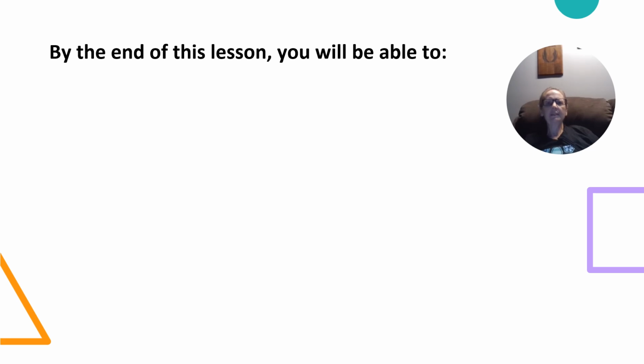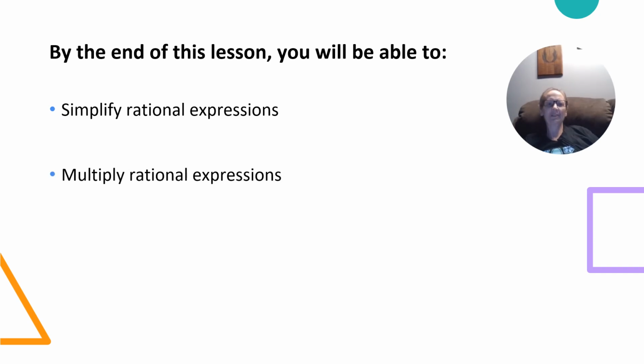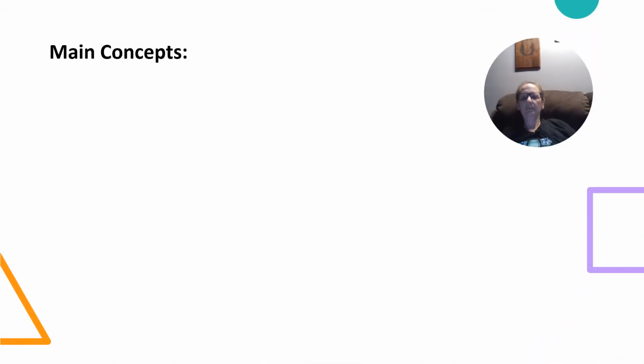By the end of this lesson, you'll be able to do the following: simplify rational expressions, multiply rational expressions, and divide rational expressions. So basically, we're doing this with letters. It basically involves the same process as with numbers. We're going to be canceling out common things from the top and the bottom of the fractions.